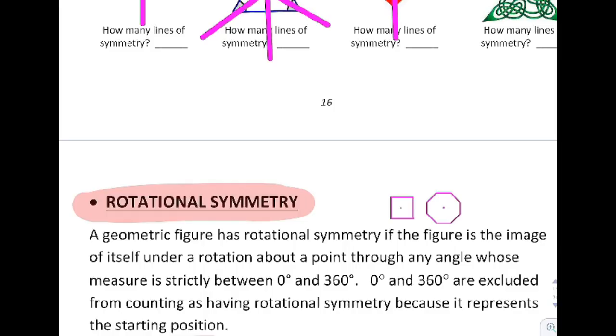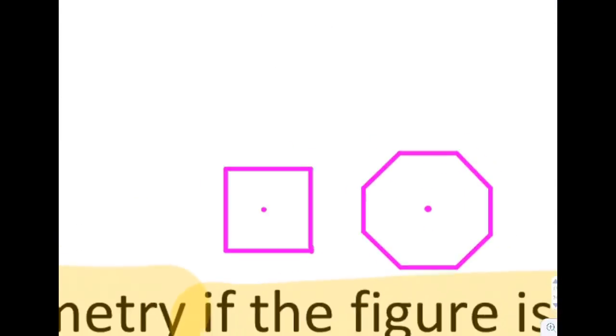Okay, now for rotational symmetry, the second type we'll cover. A figure has rotational symmetry if the image under a rotation through any angle maps it onto itself. And that's between 0 and 360, which is one spin around. Now, if that definition seems confusing, just watch this.